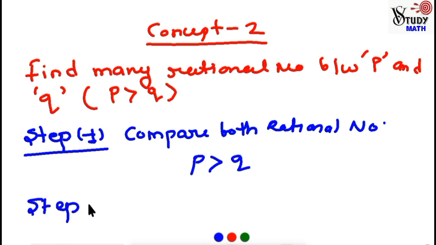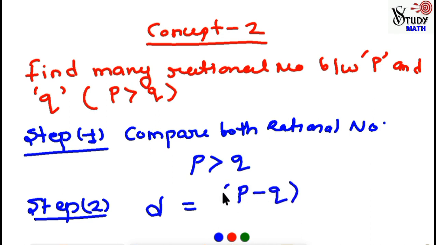Now in step number 2, we have to find the value of D, and the formula of D is that from the larger number we have to subtract the smaller rational number, and this difference is divided by n. What is n? N is how many numbers we need, rational numbers lying between P and Q. Let's say we have to find n rational numbers between P and Q. If we have to find more than one rational number, then this formula is going to be applied. Concept number 2 works there.